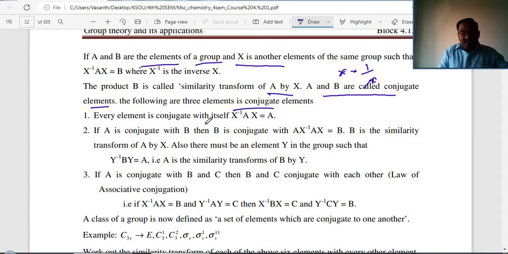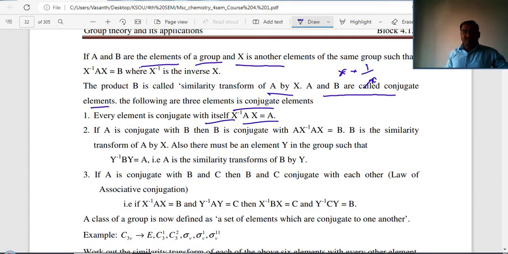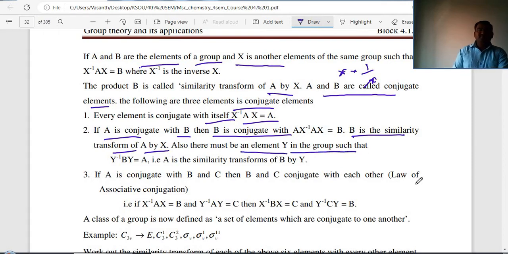Every element is conjugate with itself: X inverse A into X is equal to A. If A is conjugate with B, then B is conjugate with A. X inverse AX is equal to B, so B is the similarity transform of A by X. Also, there must be an element Y in the group such that Y inverse B into Y is equal to A. A is called the similarity transform of B by Y.